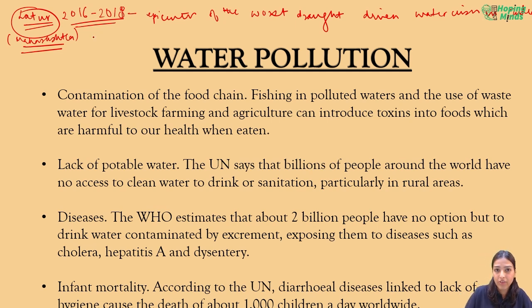Now, what happened here was that the drought was so bad that an emergency was declared because they said that people don't have water. The drought was so severe that the local governments had to impose Section 144 of the Code of Criminal Procedure.